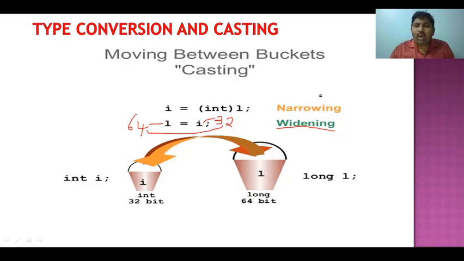So widening is possible. Now narrowing conversion: our long is 64-bit size and our integer is 32-bit size. If you want to store a 64-bit value into 32-bit, automatically it is not possible. That's why we need to perform narrowing conversion. In narrowing conversion, as I told, whatever the destination type is, that type we need to put here. I is an integer, that's why I put int in brackets. Then the compiler will convert the long value to integer, and the integer will be stored into this variable I. So this is called narrowing conversion.